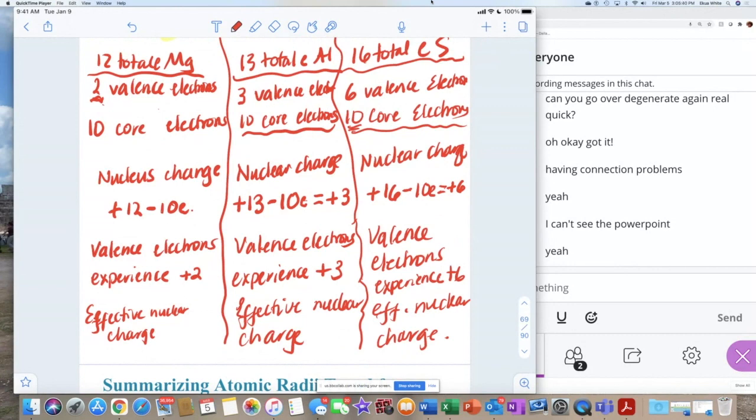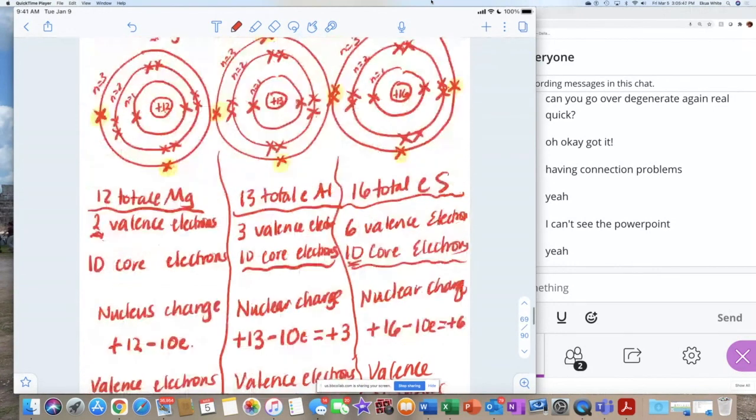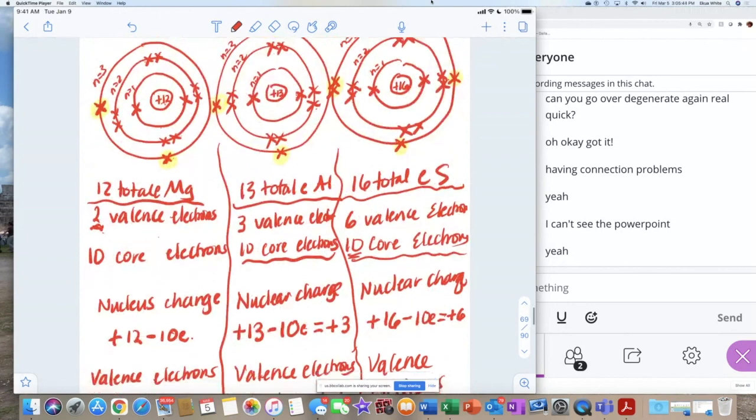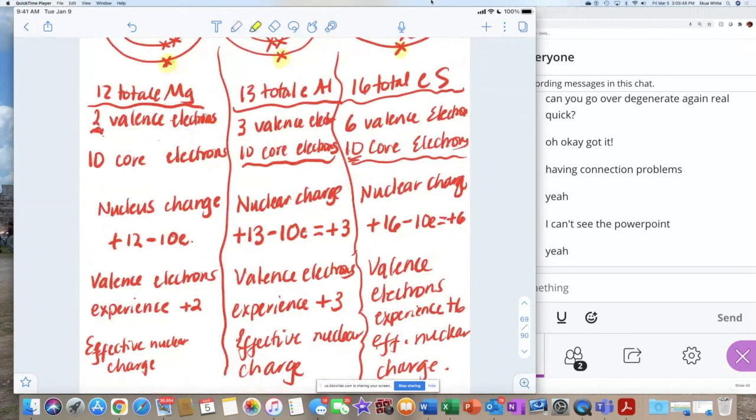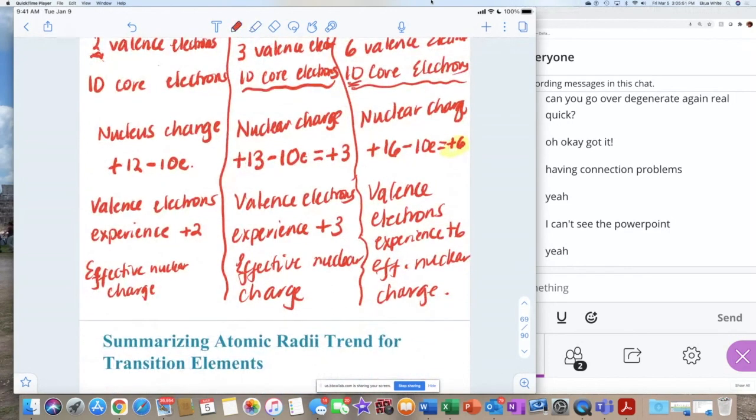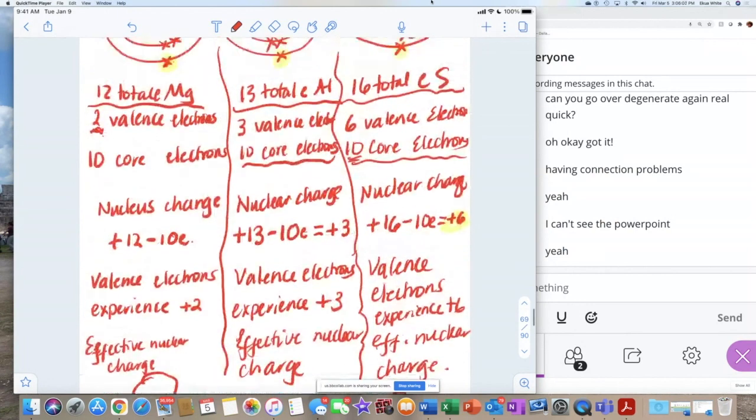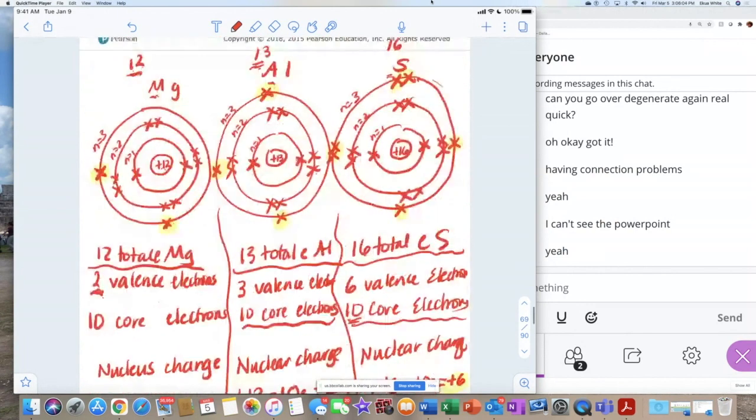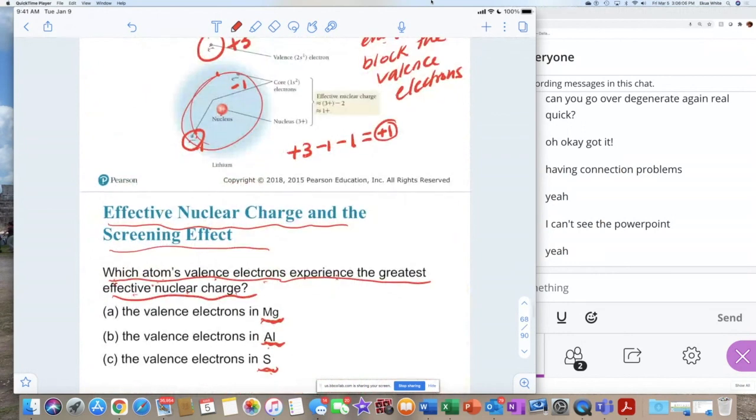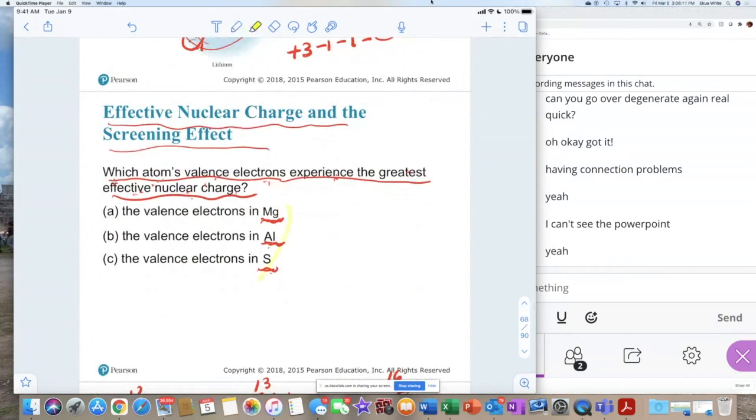Okay, bottom line, because the electrons, even though there are 6 of them, have experienced a stronger nuclear charge in sulfur, guess what? The sulfur atom will be so much smaller than the magnesium. But not only that, the electrons are experiencing a very, very strong suctioning power from the core of sulfur than from the core of magnesium. What was the question again? Which atom's valence electron experience the greatest effective nuclear charge? Oh, we can see sulfur, of course.